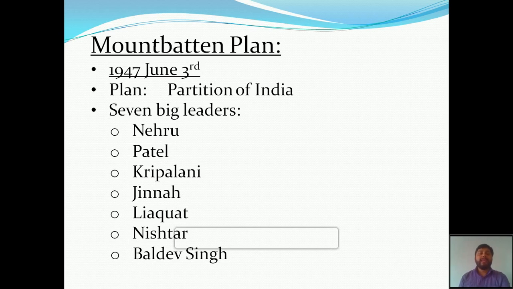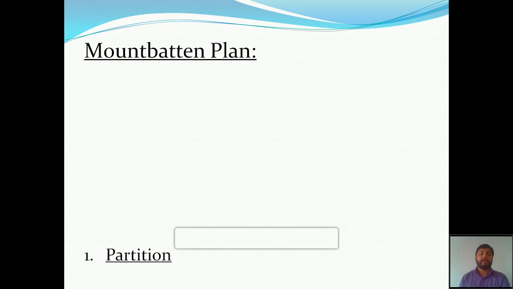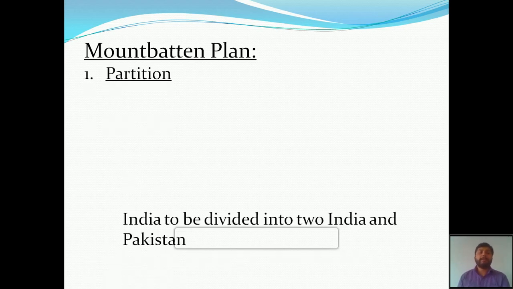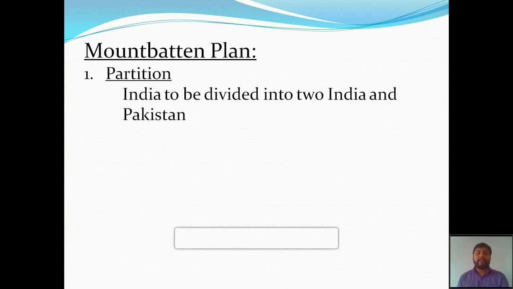Now let's see what the main provisions of the Mountbatten Plan were. First of all, it promised the partition of the country into 2 different nations.